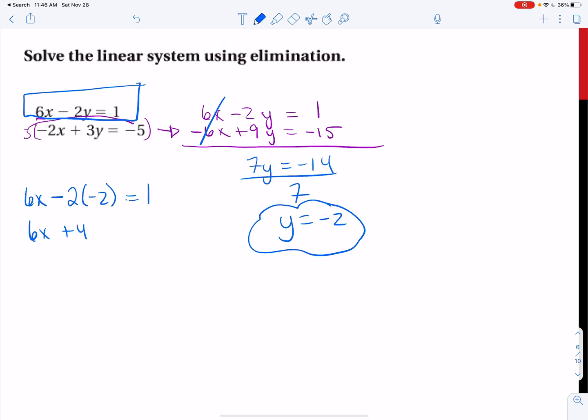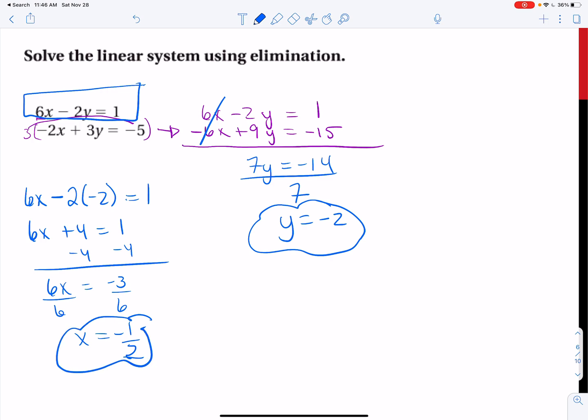6x plus 4 is 1, minus 4. 6x is negative 3, divide by 6. X is negative 1/2. Okay? Now, if you're like me and you're like, ooh, a fraction, could it be? Well, let's check it. I'm going to check it using the bottom equation, okay?